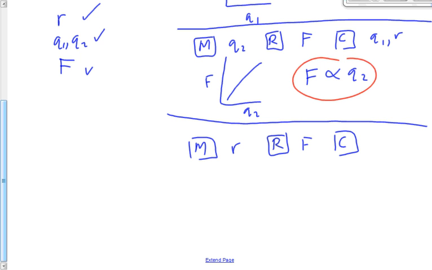Both charges, right? Q1 and Q2. Already found out what Q1 does. It's a linear. Q2, linear. Don't need to check those. Can only check one thing at a time. We're checking R, so let's keep Q1 and Q2 the same. Plot a graph of F versus R. This time we get a graph that looks like this.